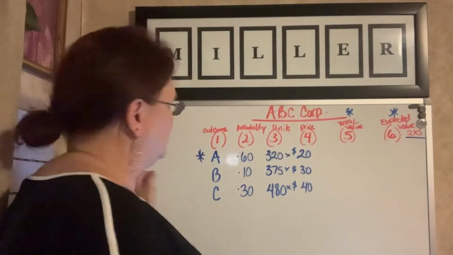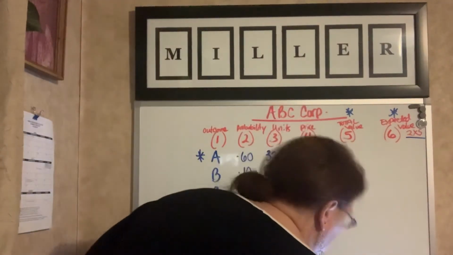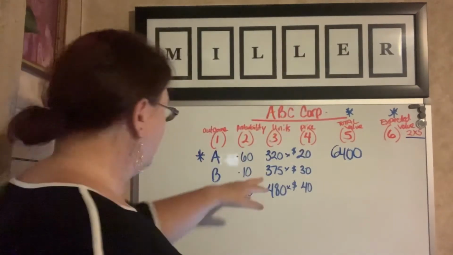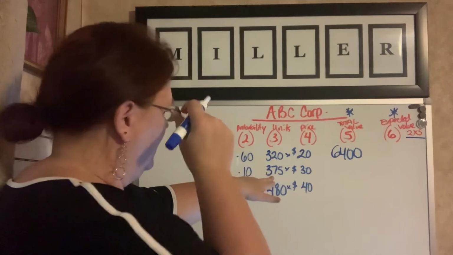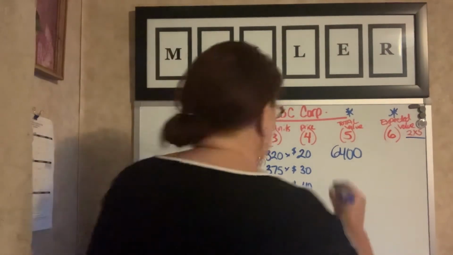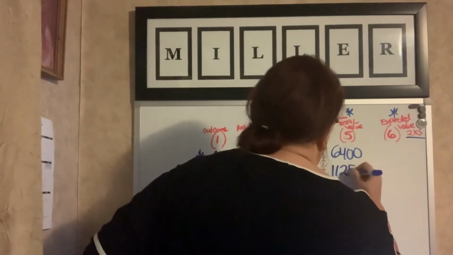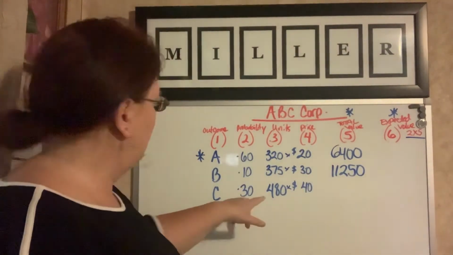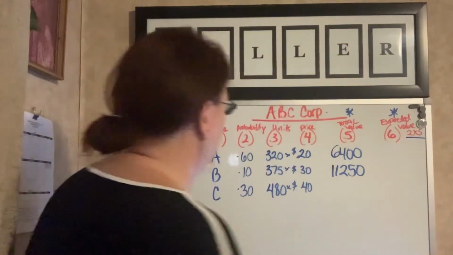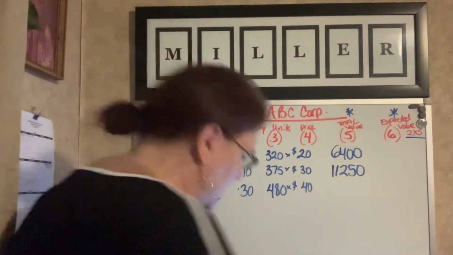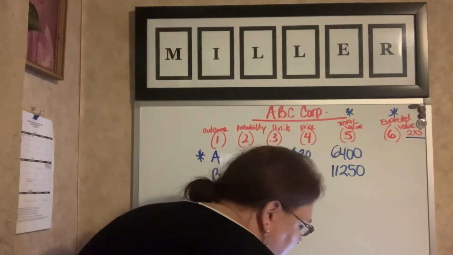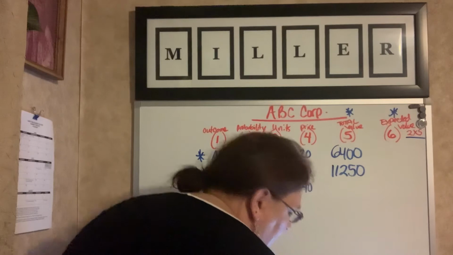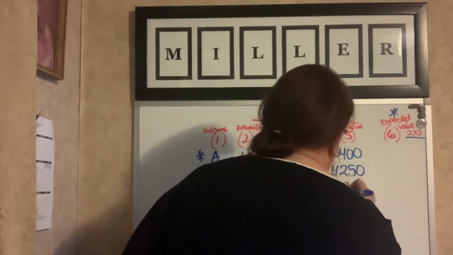If we do the multiplications, 320 times 20 is 6,400. We take the second one, 375 times 30 should be 11,250 per my calculator. The third one is 480 multiplied by 40, which should be 19,200.